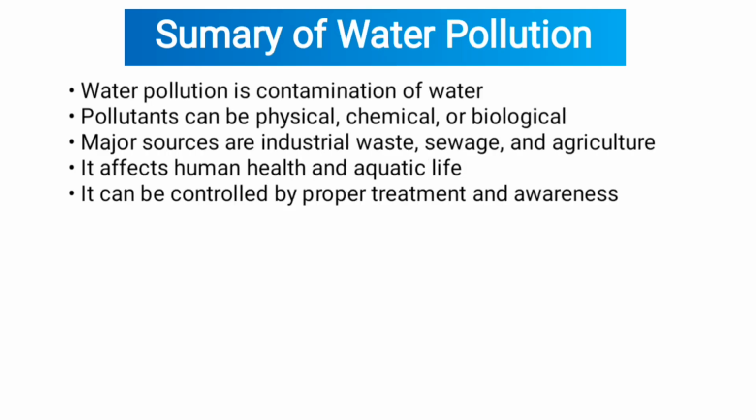Summary of water pollution. Water pollution is contamination of water. Pollutants can be physical, chemical, or biological. Major sources are industrial waste, sewage, and agriculture. It affects human health and aquatic life. It can be controlled by proper treatment and awareness.